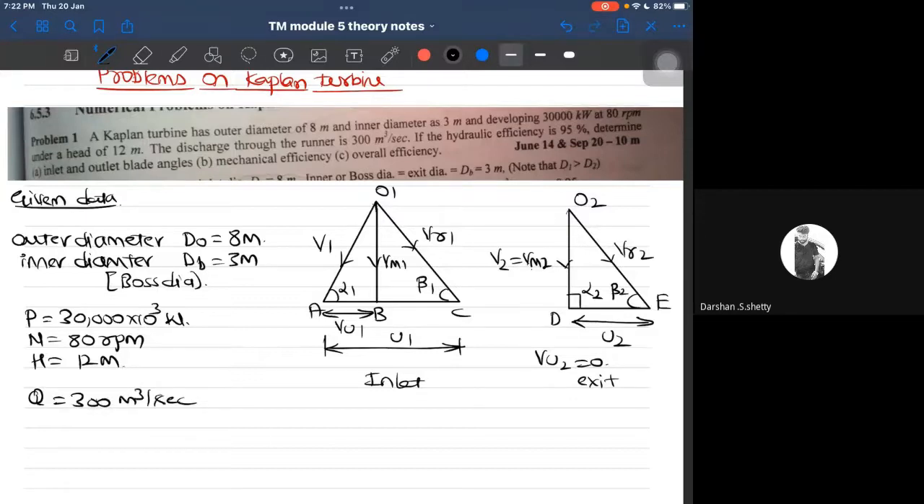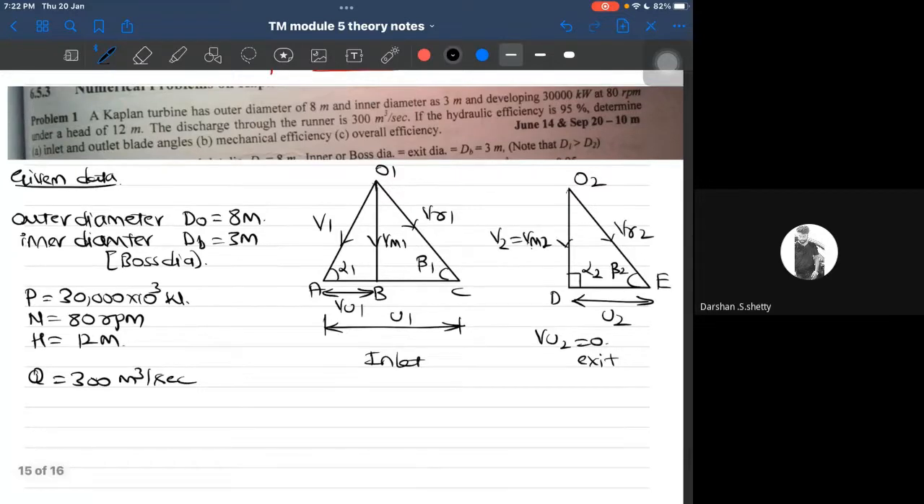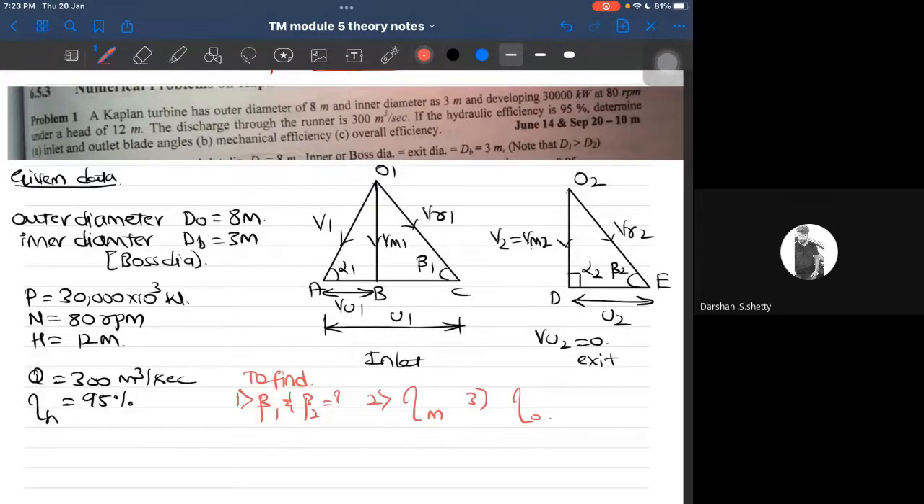Next, hydraulic efficiency is given. Efficiency hydraulic is equal to 95%. So what we need to find here? First one, inlet and outlet blade angles, that is beta 1 and beta 2. Second one, mechanical efficiency. Third one, overall efficiency. So all these things you need to find here. Let us start with the solution.